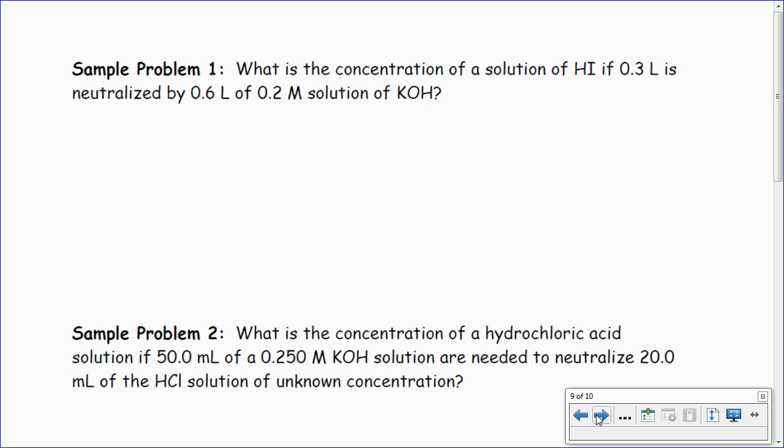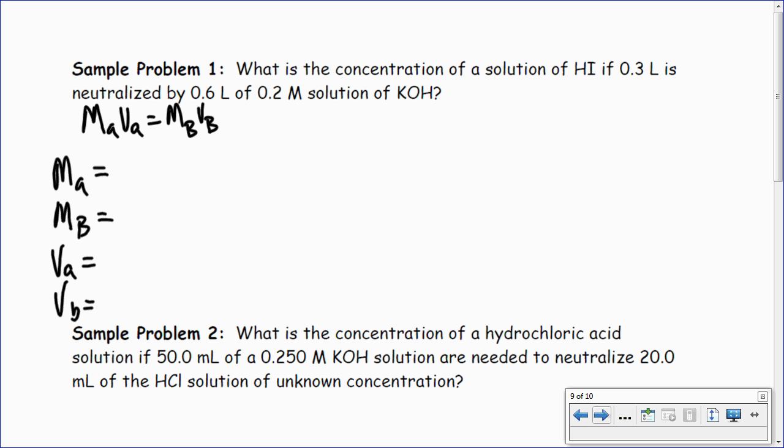What's the concentration of a solution of HI if 0.3 liters is neutralized by 0.6 liters of a 0.2 molar solution of KOH? First thing you always do when we're doing word problems, write out the master equation. Don't be lazy. This is how it's done. Then you identify or define the variables, and then you plug and chug. Don't go straight to the plug and chug because you might make a mistake. So we want to find MA, MB, VA, and VB in the problem.